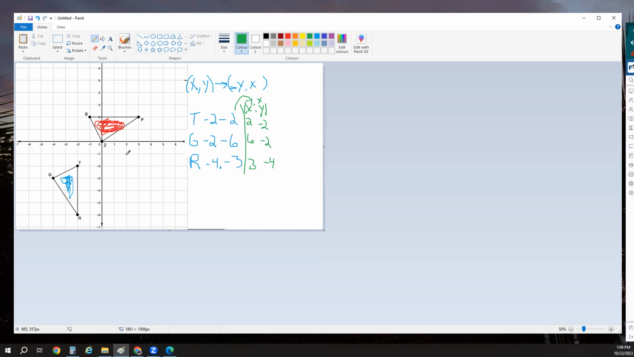I'll plot these. So I'm going to go 2 and then -2. And then I'm going to go 6 and -2. And then I'm going to go 3 and -4. Like my straight line drawer. There.